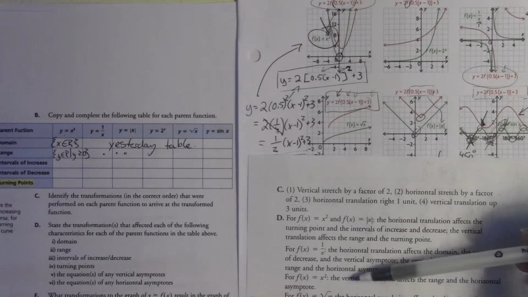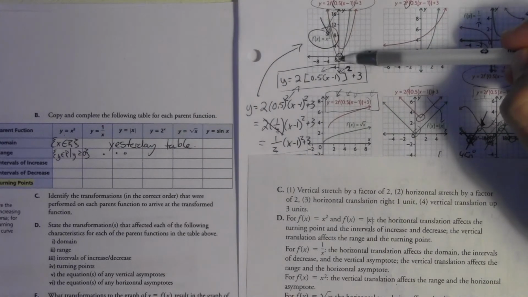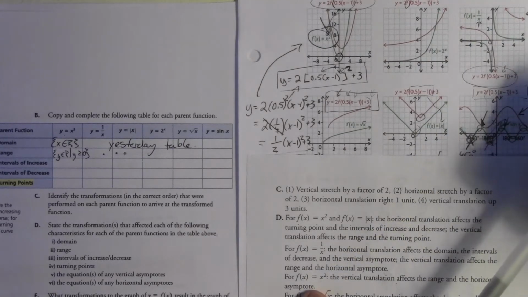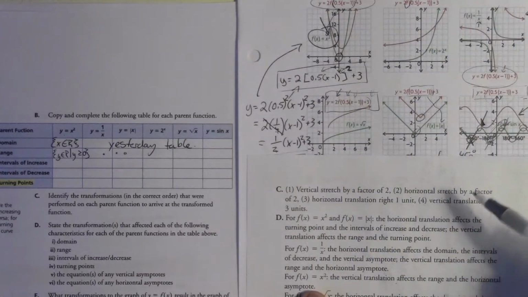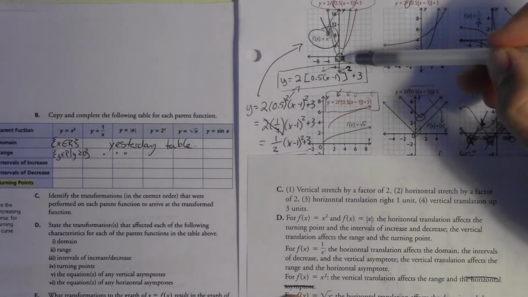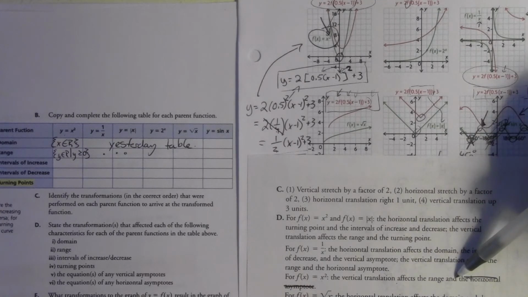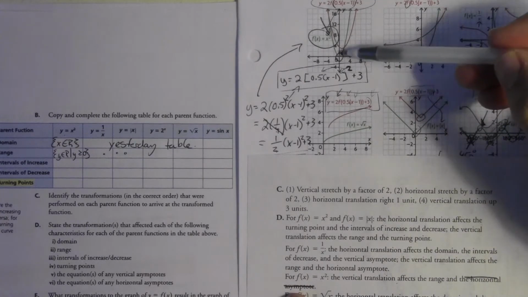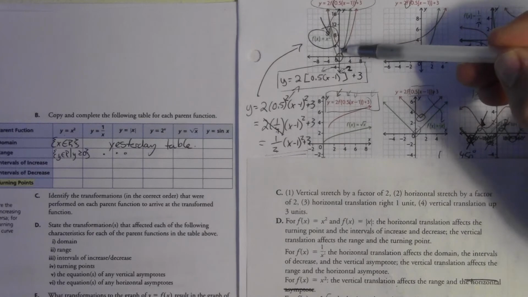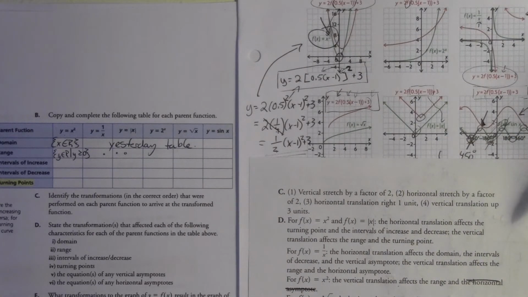So for f at x squared, the vertical translation affects the range and the horizontal asymptote. I would argue that there's not a horizontal asymptote for y equals x squared. Okay, there isn't actually. This is incorrect. Because we actually touch the value 0, so there's no horizontal asymptote. But it does affect the range. Okay, it's above 3 now instead of being above 0. Any questions?